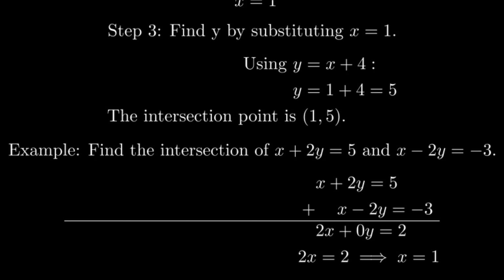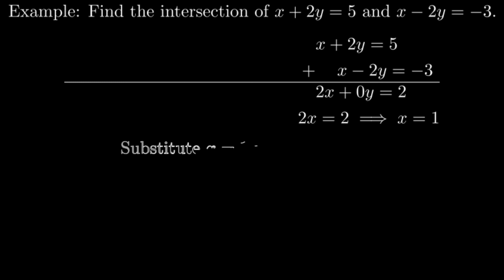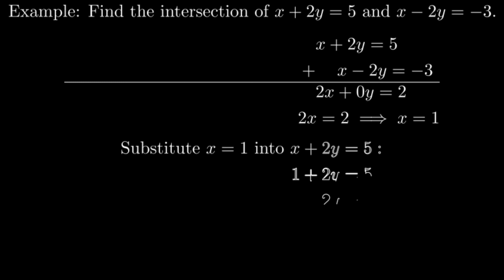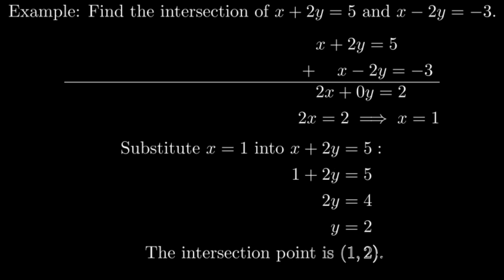Now substitute x equals 1 into the first equation to find y. We get 1 plus 2y equals 5. Subtracting 1 gives 2y equals 4. Dividing by 2 gives y equals 2. So the point of intersection is (1, 2). Finally, let's see how gradient can be used in a simple model.